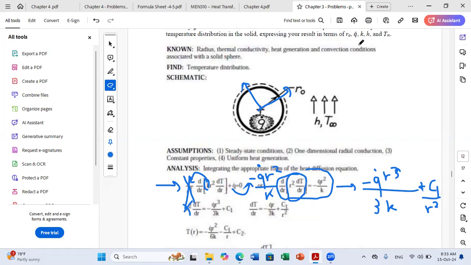If I integrate again, I have the temperature profile given by the following relation: T equals minus q dot r squared over 6k minus C1 over r plus C2. Now, all I have to do is to solve for constants C1 and C2. You know that to solve for these constants, I need two boundary conditions. Can you tell me here what are the boundary conditions to use in this problem to solve for C1 and C2?